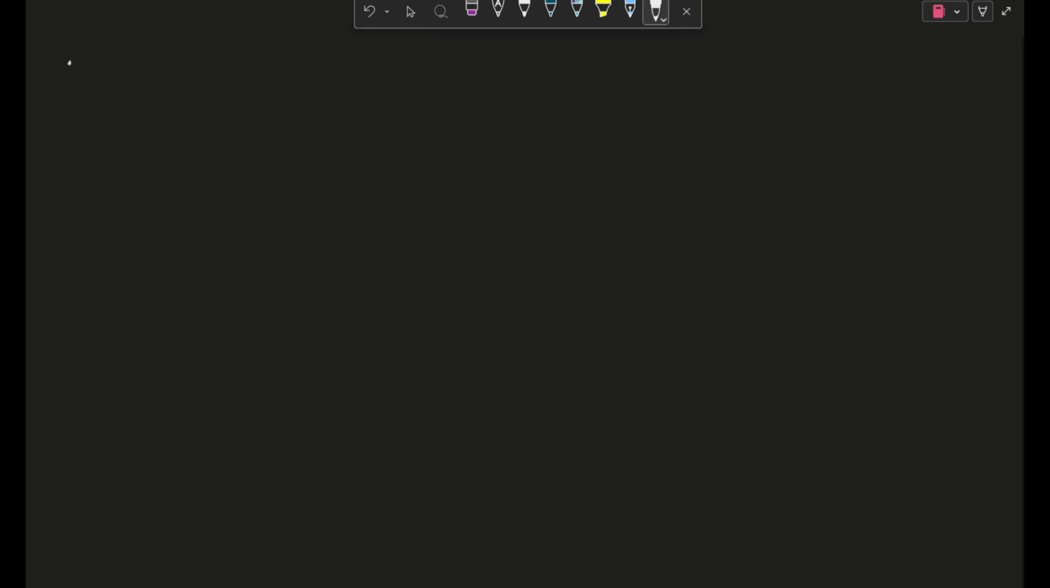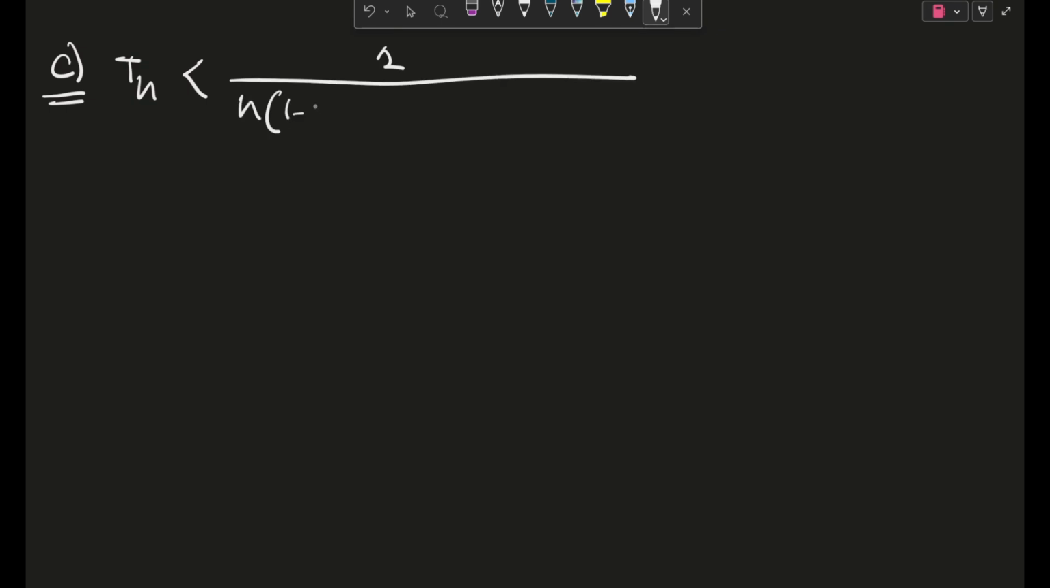So guys, in our option number C, basically Tn was given to be less than, I'm writing the RHS here, we will need it, 2 divided by n into 1 minus ln 2 minus cos inverse of 2n by 1 plus n square. So guys, let's take this also to be equal to dn.